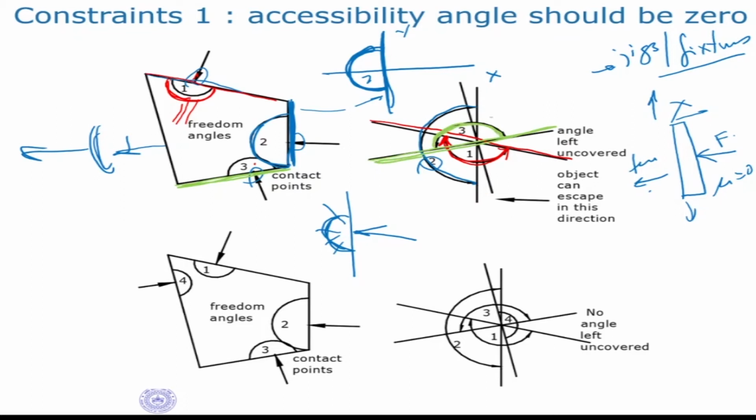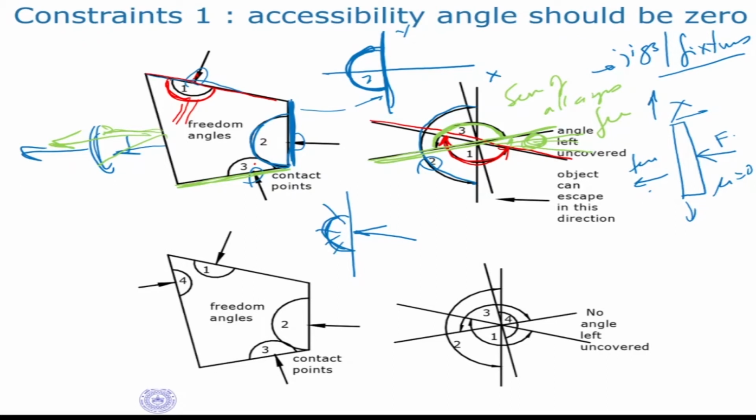Now if I take the sum of all these angles, what I get is that this part is still free. You can see here that this part is free. This part is not covered. So if I sum all the angles, I see that this part is still free. What this means is the object can escape in this direction. And which direction is this? It is this direction, so it is here. So the object can actually go that side. So if you have 3 fingers, 3 point contacts, the object is still free to go this side.